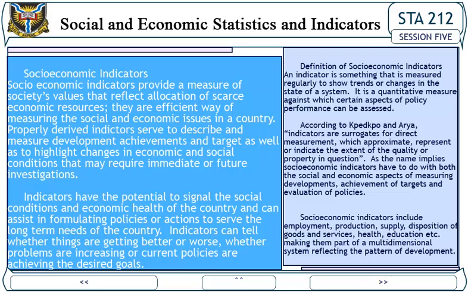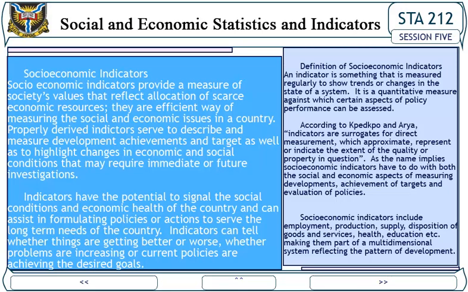An indicator is something that is measured regularly to show trends or changes in the state of a system. It is a quantitative measure against which certain aspects of policy performance can be assessed. According to Quetpo and Area, indicators are surrogates for direct measurement which approximate, represent, or indicate the extent of the quality of property in question. As the name implies, socio-economic indicators have to do with both the social and economic aspects of measuring development, achievement, or targets and evaluation of policies.